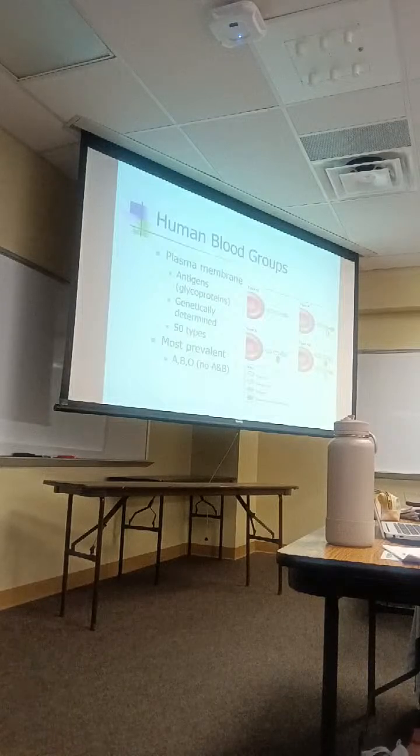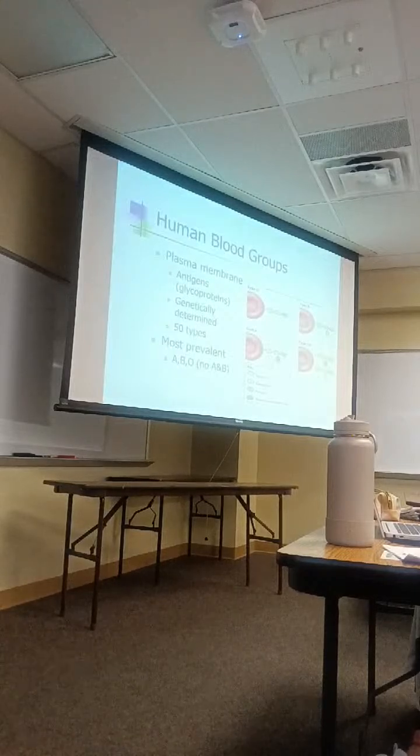Now, A, B, and O is going to be the most prevalent. That's the one most people know about. So you're either type A, type B, type O, or type AB. So there's A antigens, there's B antigens, and there's naked, no antigens. That's where you have your O's. So there's not an AB antigen. It's A and B associated.